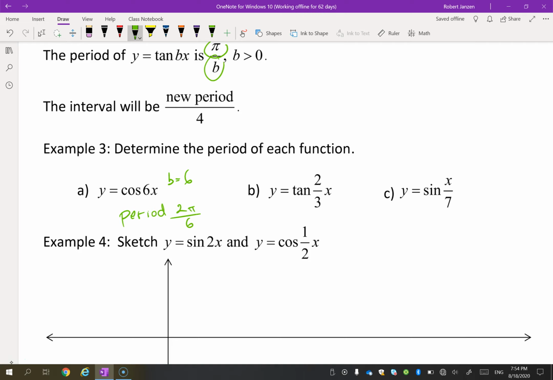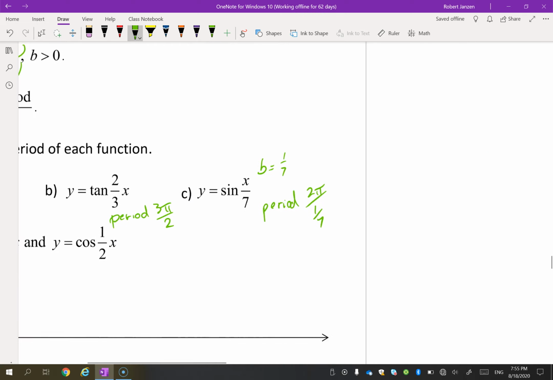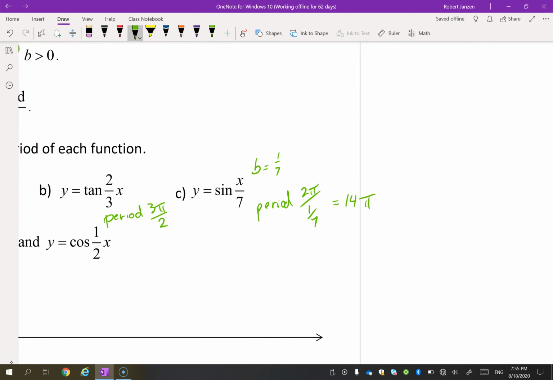Here b is 2/3. So the period would be, now period of tan is pi divided by 2/3. And what is pi divided by 2/3? That's pi times 3/2. So you're going to get 3 pi over 2. All right, b here is 1/7. So the new period would be 2 pi divided by 1/7, which is the same as 14 pi.